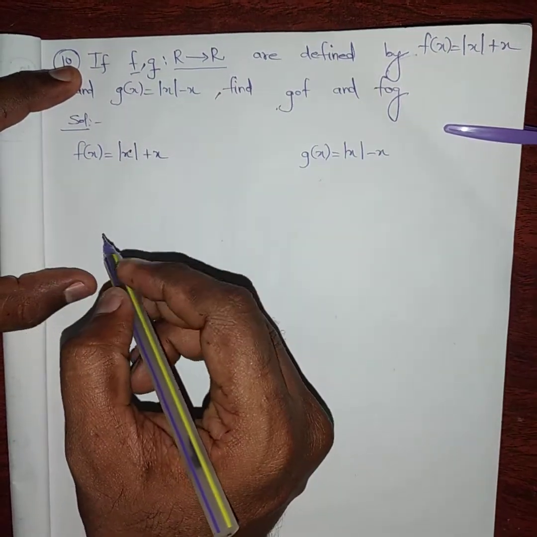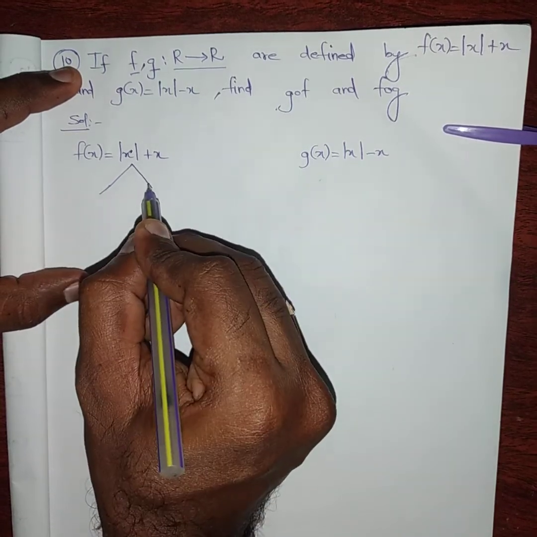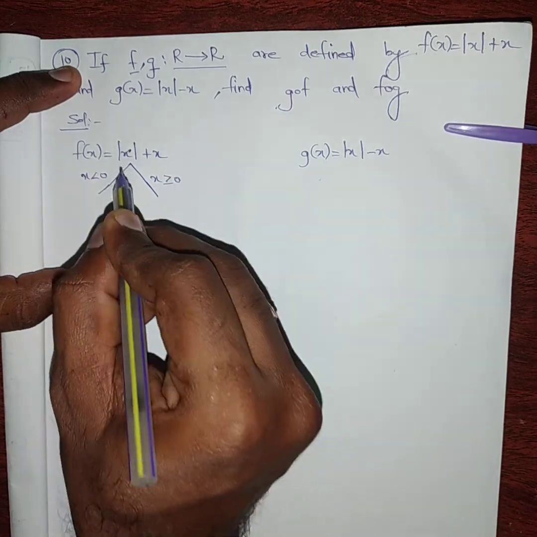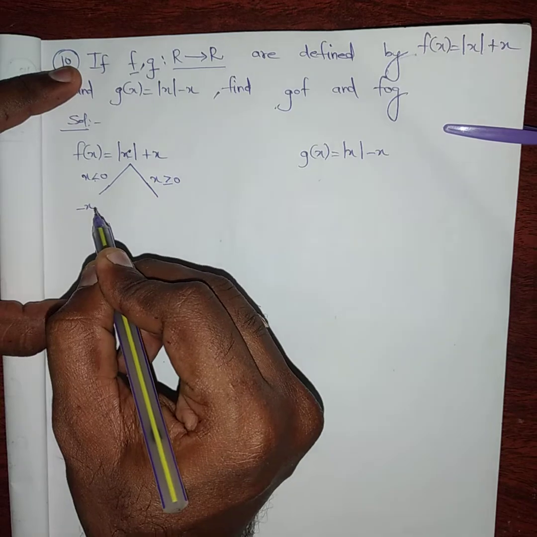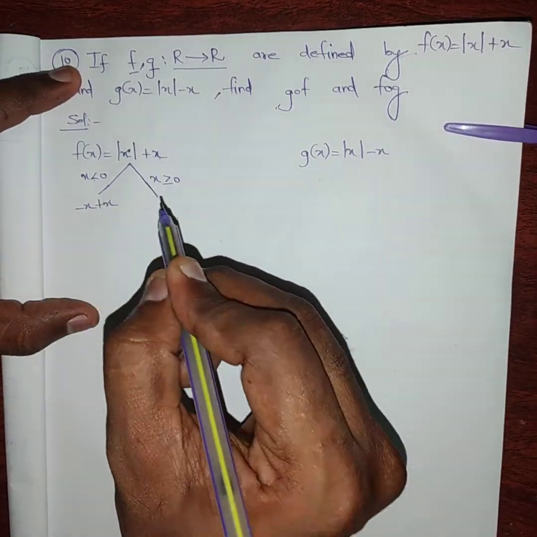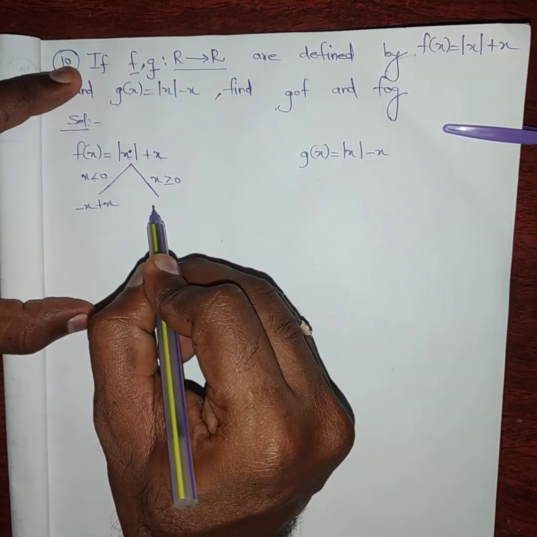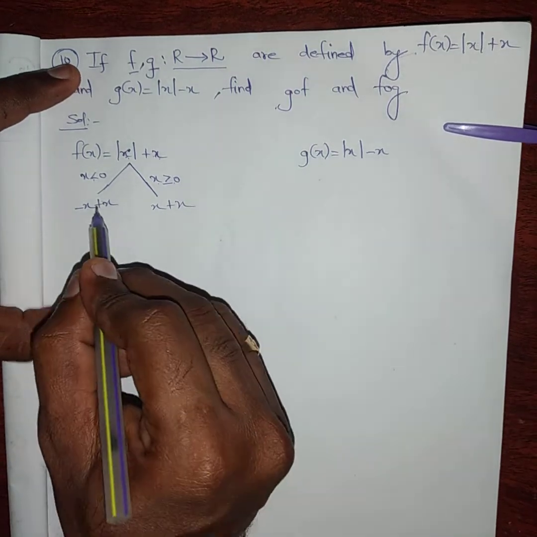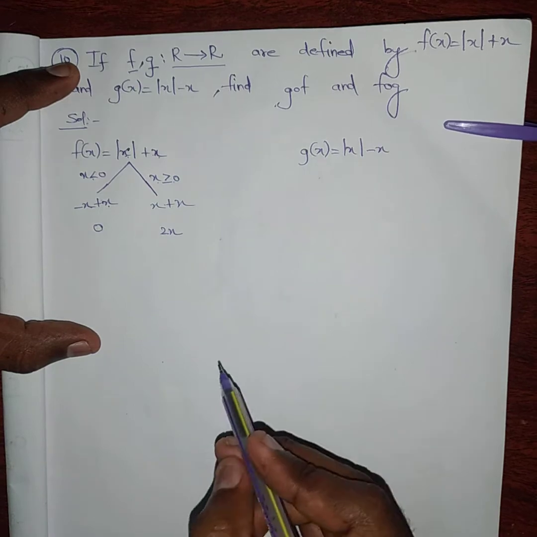In the introduction part we have learned that modulus of x we can write in two ways: when x is less than 0, and when x is greater or equal to 0. When x is less than 0, modulus of x we can write as minus x. Here already plus x is present, so write plus x. When x is greater or equal to 0, modulus of x we can write as plus x. Already plus x is present here, so write plus x.